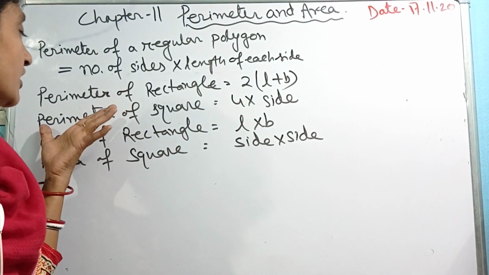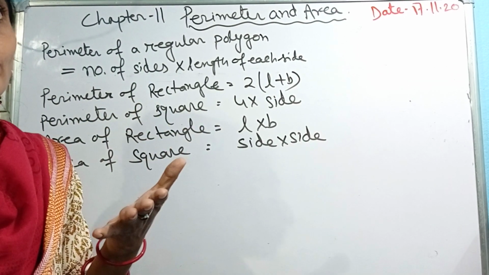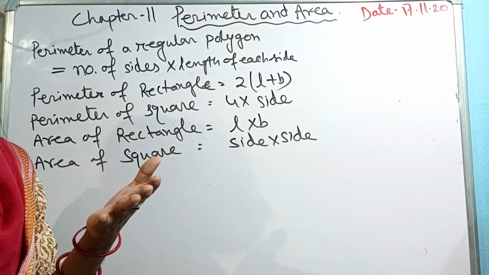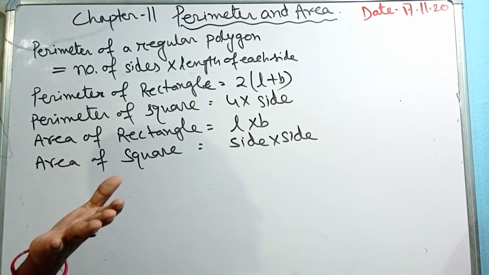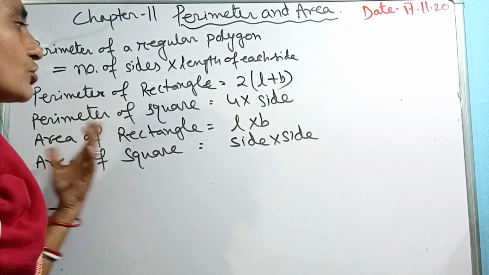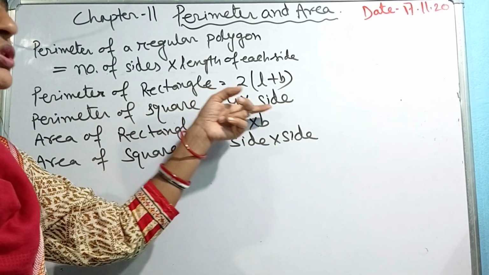Okay, then the third thing, the perimeter of a square. In the case of a square, what do you know? Each side of the square is equal. So in short we can write this as 4 into side.